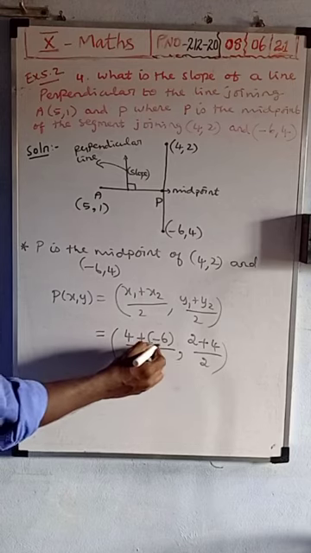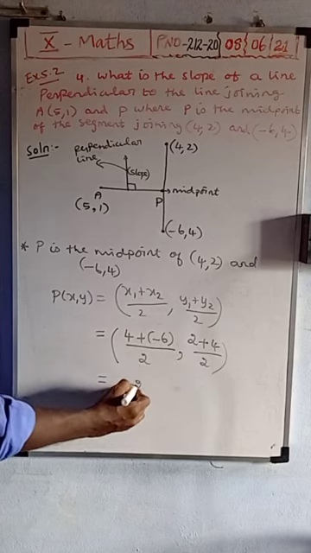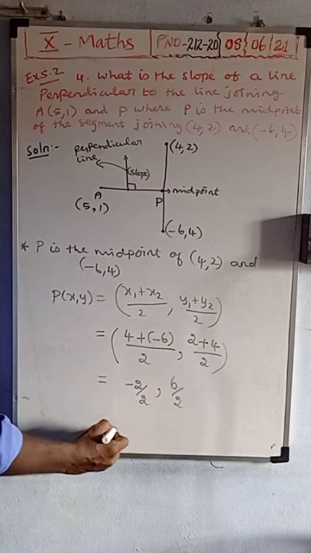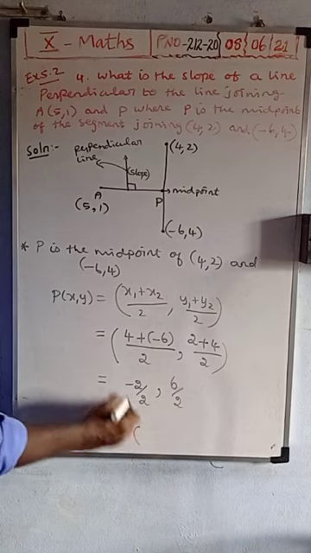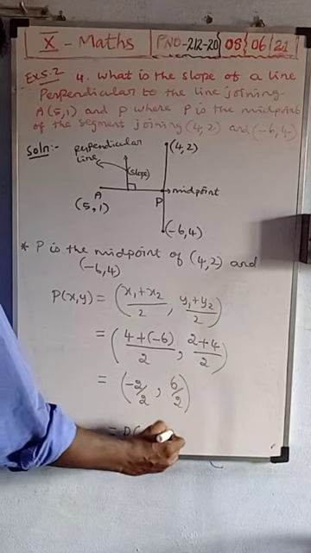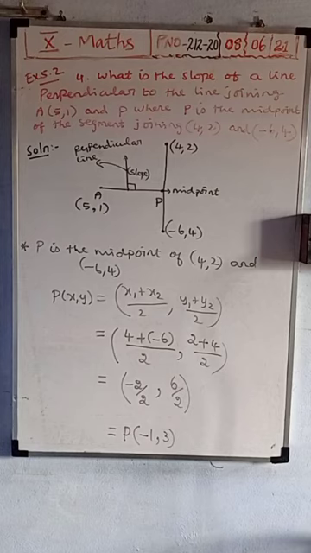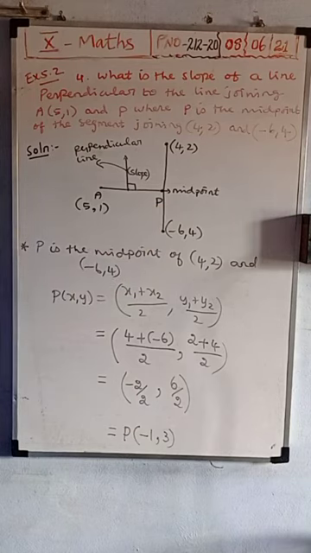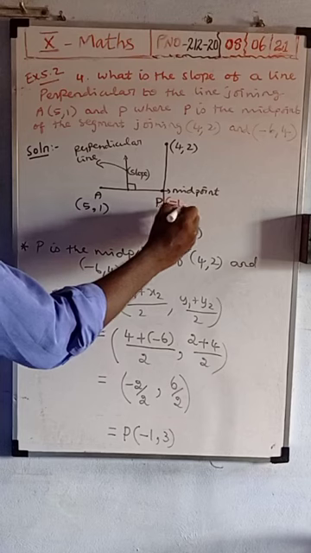So now -6 plus 4 means we will get -2. -2 by 2, 6 by 2. So we cancel, we will get the P point. Cancel: -1, here 3. 6 by 2 is 3. So we received the midpoint. P point is (-1, 3). Now we received this answer. P point is (-1, 3).